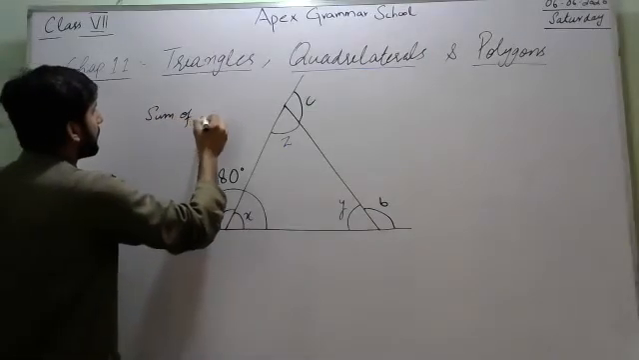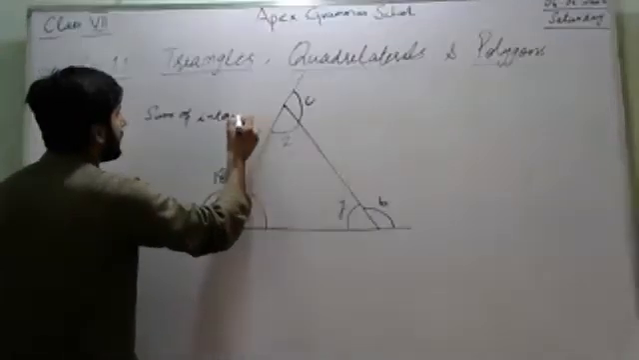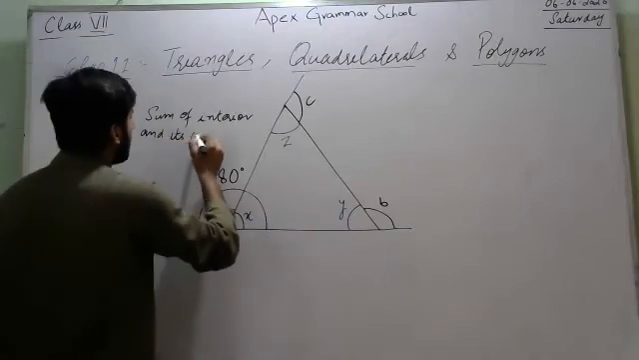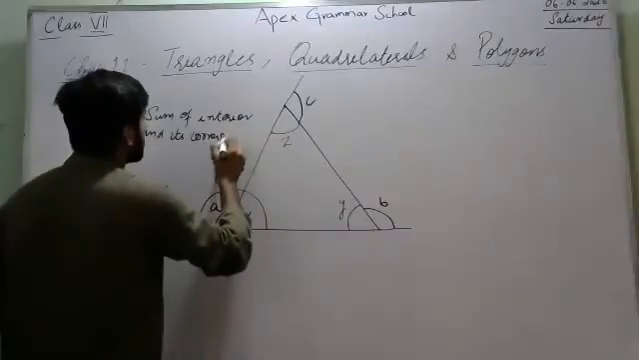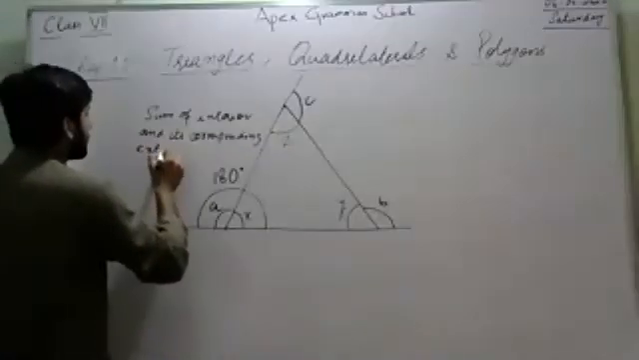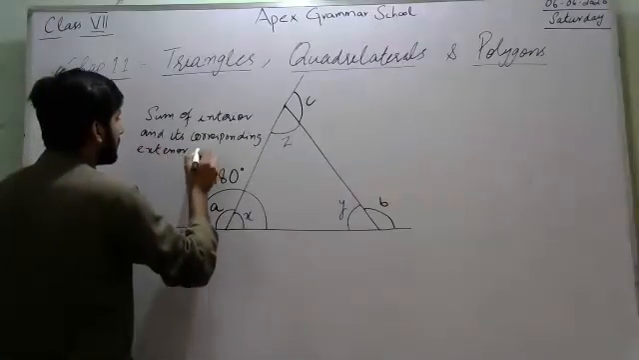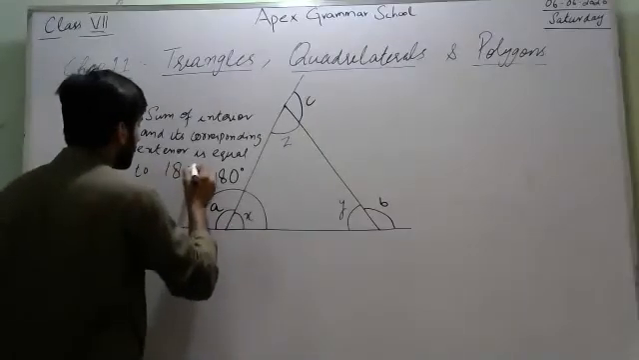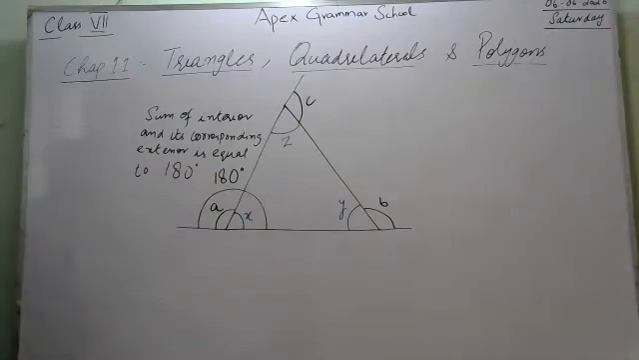The sum of an interior angle and its corresponding exterior angle is equal to 180 degrees.